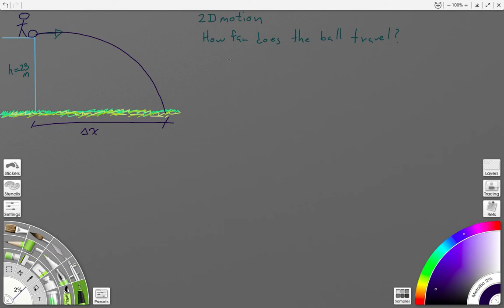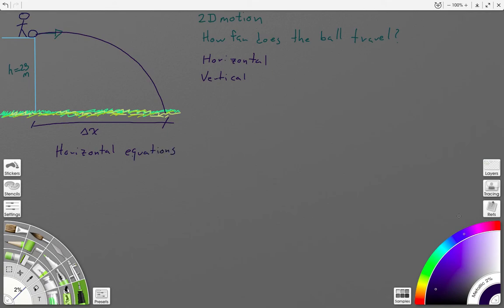Okay, so in this problem, we have two types of motion. Remember, 2D motion problems can be broken down into the horizontal motion and the vertical motion. So, since what we want to figure out is how far we traveled in this direction, then we can start looking at our horizontal motion equation. So let's start with the horizontal motion, and we'll be using the horizontal equations.